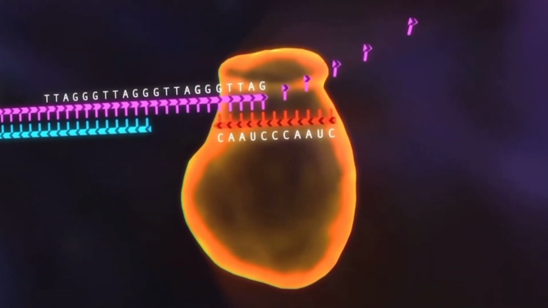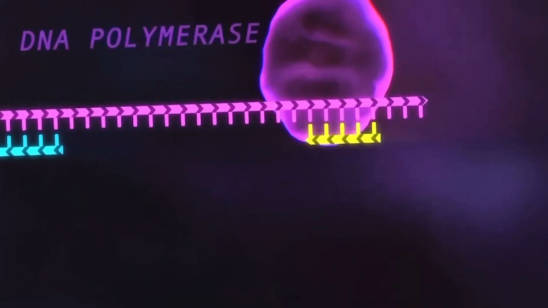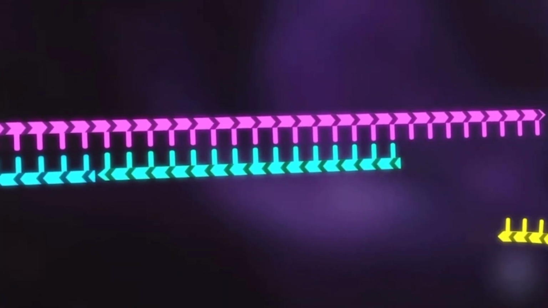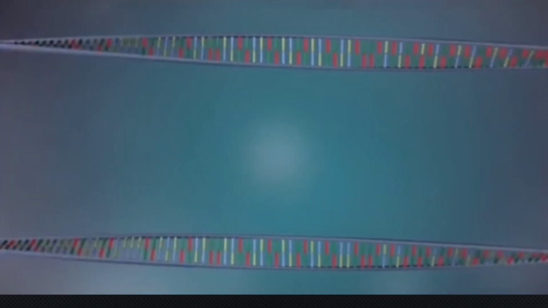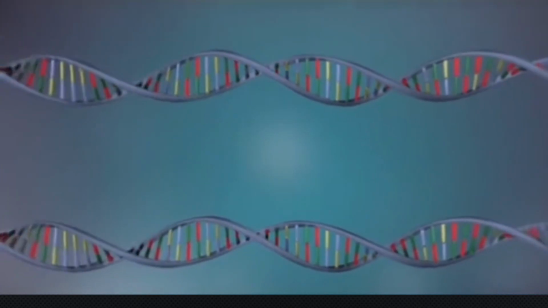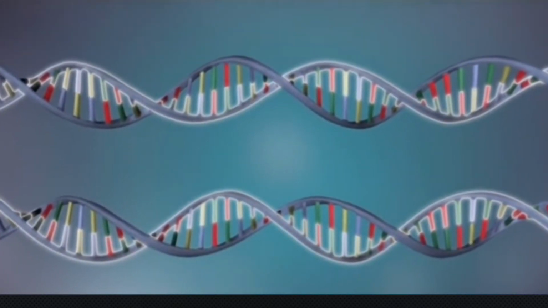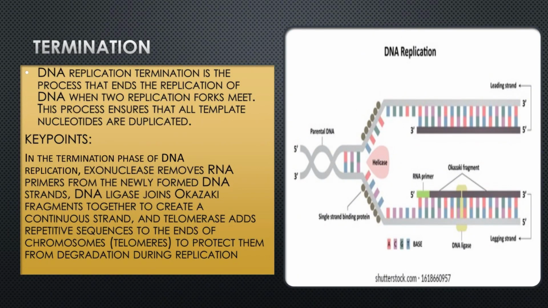The telomerase is highly active in germ cells and stem cells but has limited activity in most somatic cells, which is why telomere shortening is associated with aging and cellular senescence. The final result of termination is two identical DNA molecules, each containing one original and one newly synthesized strand, wherein the exonuclease will ensure the accuracy, the DNA ligase will seal any remaining gaps from the lagging strands, and also the telomerase will maintain chromosome stability in certain cell types.